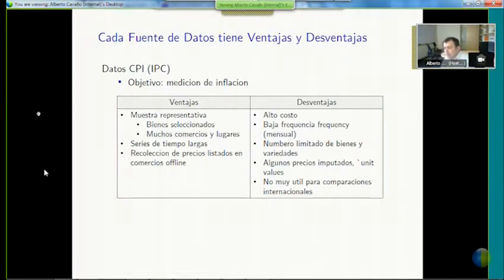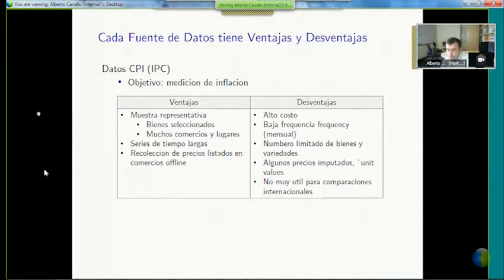The problem is that it has a high price. It's hard to obtain this information, and one of the effects of this is that we have a very low frequency. It's normally monthly. In Australia, New Zealand, it's quarterly. We have a limited number of goods. When one of the agents that needs to collect data visits one of these stores, they need to choose a small amount of products. Some prices need to be imputed.